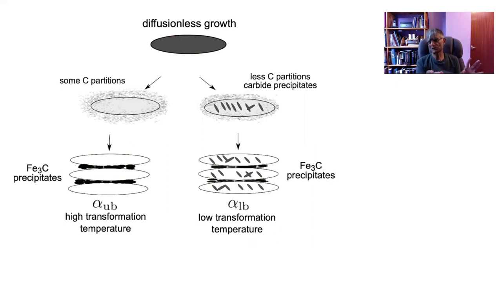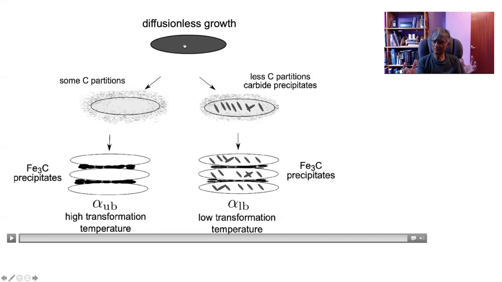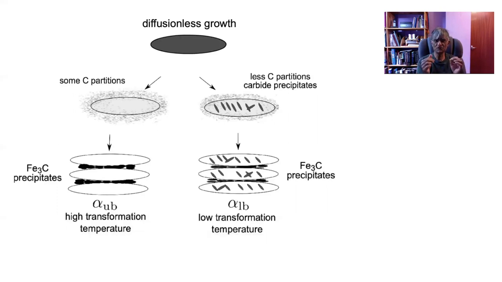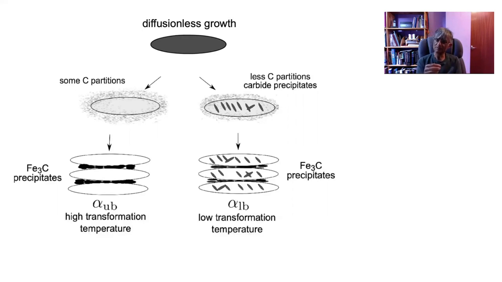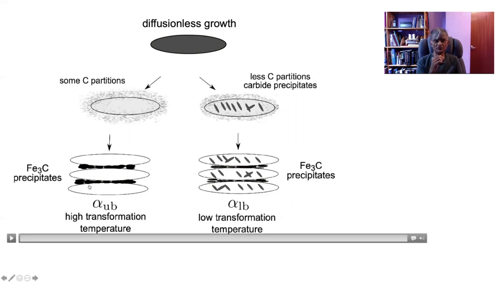And all this can be modeled quantitatively. So the partitioning of excess carbon from the plate of martensite that forms initially, and the kinetics of the cementite precipitation inside the platelet, because the partition doesn't happen instantaneously. It will happen over a period of time, and therefore if the temperature is low enough, there's an opportunity for carbides to precipitate inside the plate, just as in tempered martensite. And that would explain the observed very fine microstructures that we see.